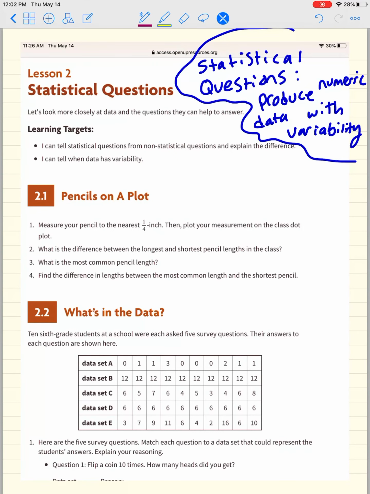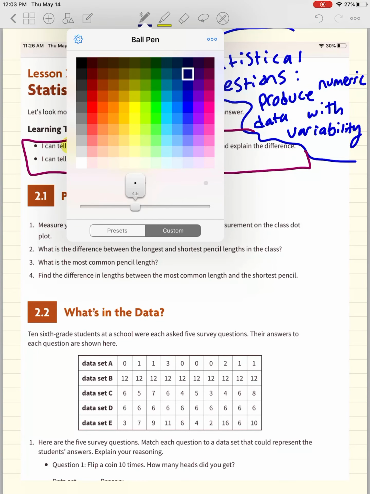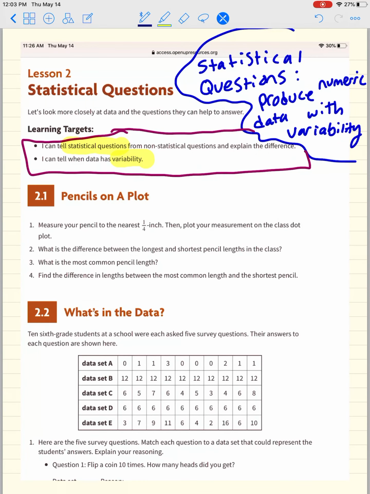Okay, before we begin, our learning targets are: I can tell statistical questions from non-statistical questions and explain the difference, and I can tell when data has variability. So there's two main vocab words we're going to learn today, which is variability and statistical questions. These are going to make more sense towards the end of the lesson, but really quick, a statistical question is a question that produces numerical data.